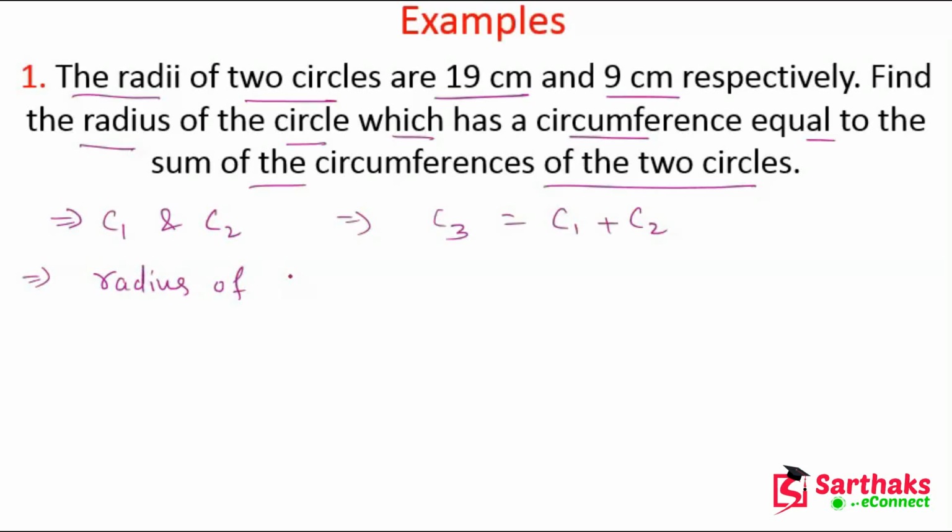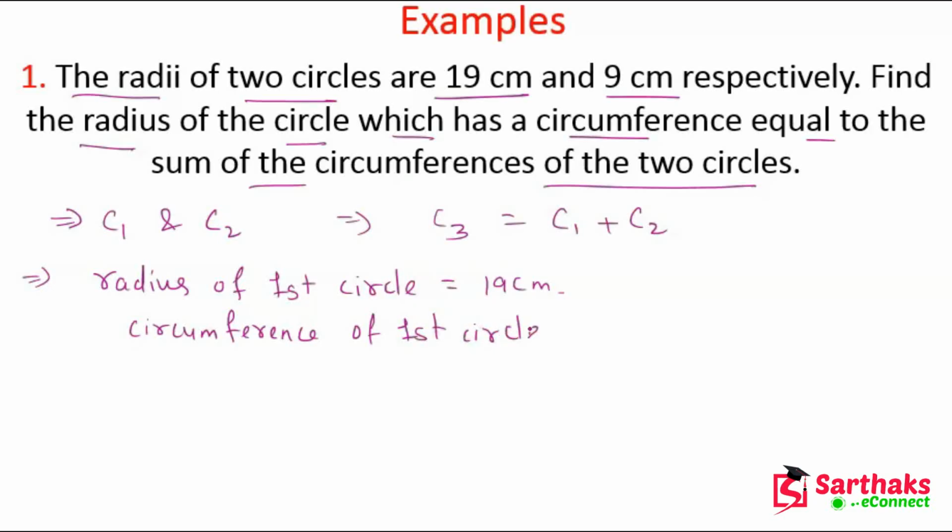Now first of all, we have the radius of the first circle, which is equal to what? 19 centimeter. From this we can find the circumference of the first circle, which is equal to 2 pi r. So we know the value of r. 2 pi into 19, which is equal to 38 pi. Here we are leaving it with pi. We are not solving it further.